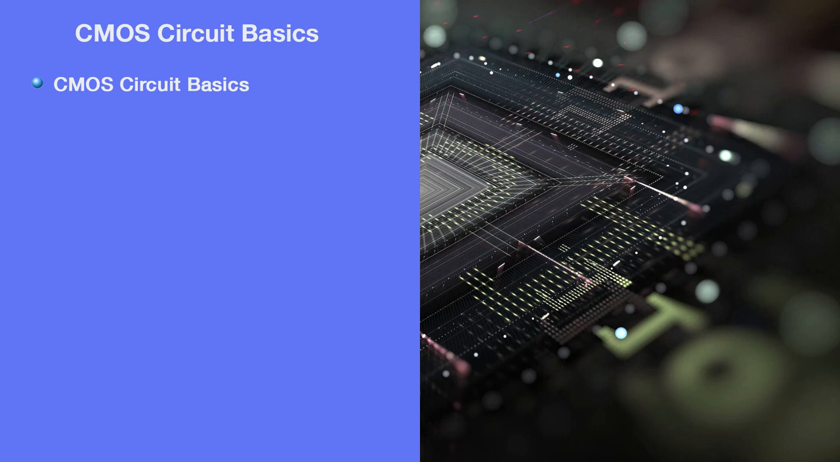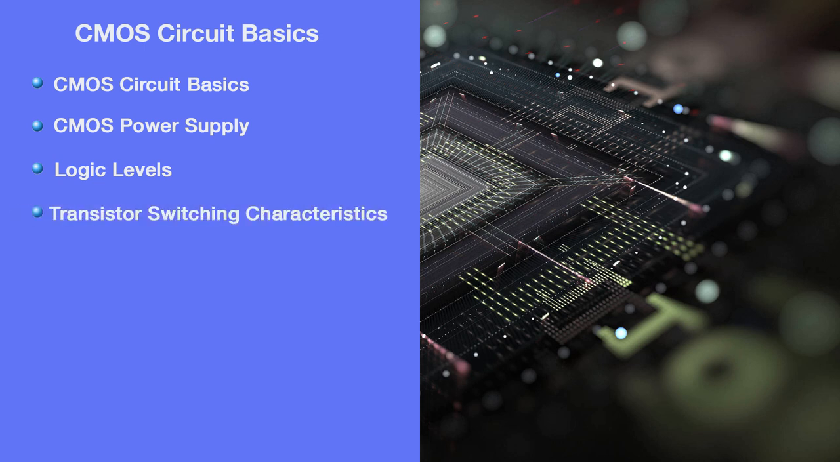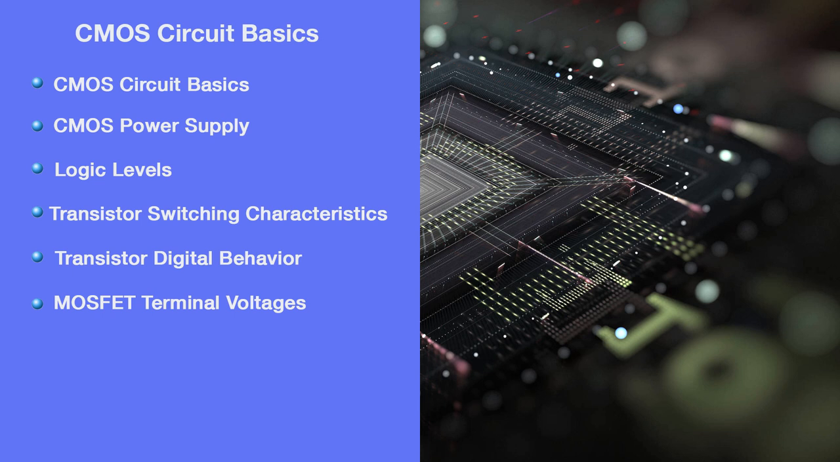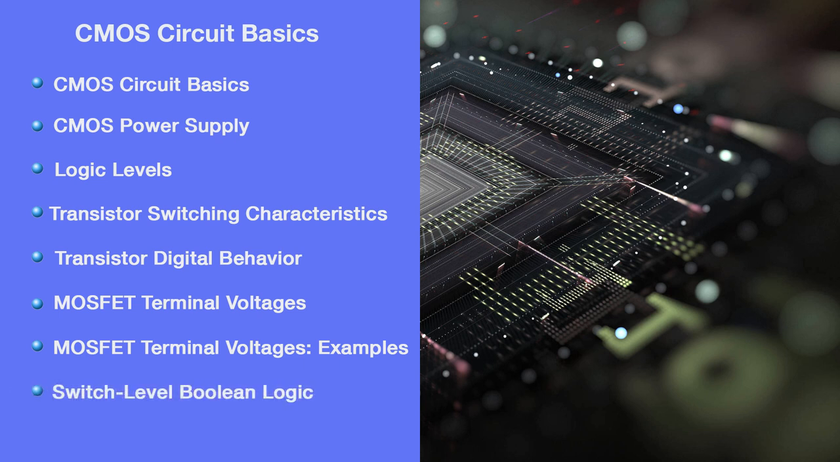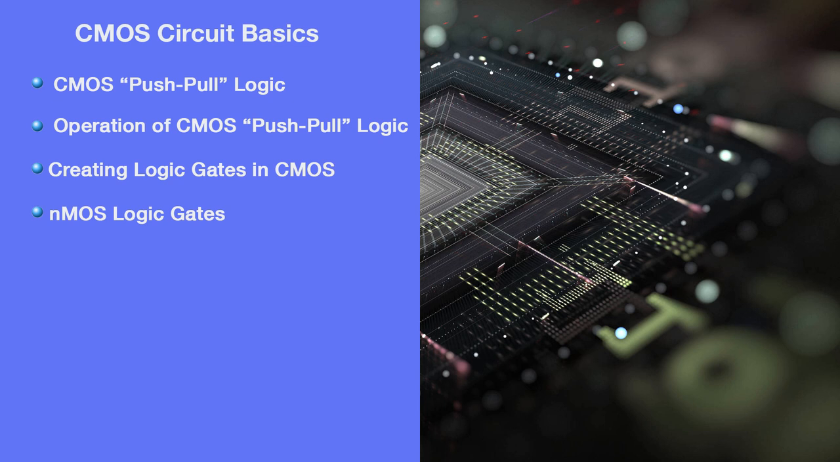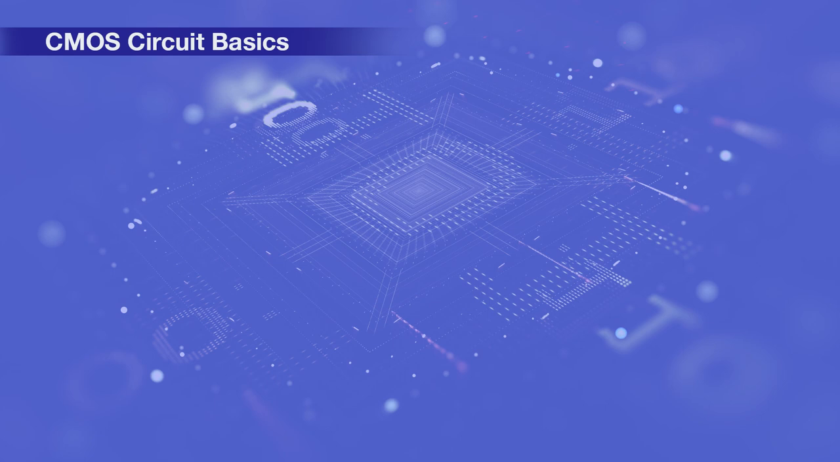This is the outline for today's class. We will be discussing CMOS circuit basics. Then we'll discuss CMOS power supply, logic levels, followed by transistor switching characteristics, transistor digital behavior. We'll also discuss MOSFET terminal voltage, MOSFET terminal voltage examples, and the switching level Boolean logic. We'll discuss CMOS push-pull logic, the operation of this push-pull logic, creating logic gates using CMOS design and NMOS logic gates. So let's start with CMOS circuit basics.